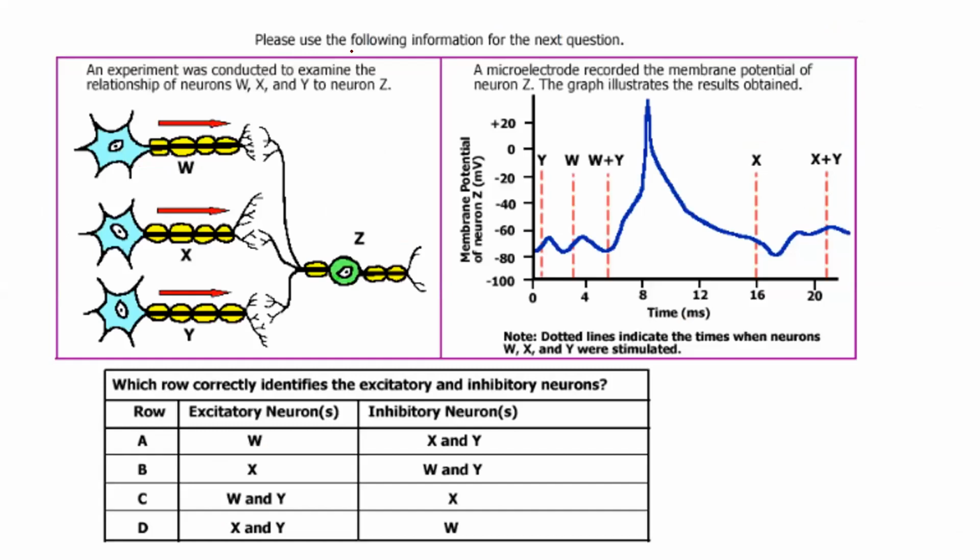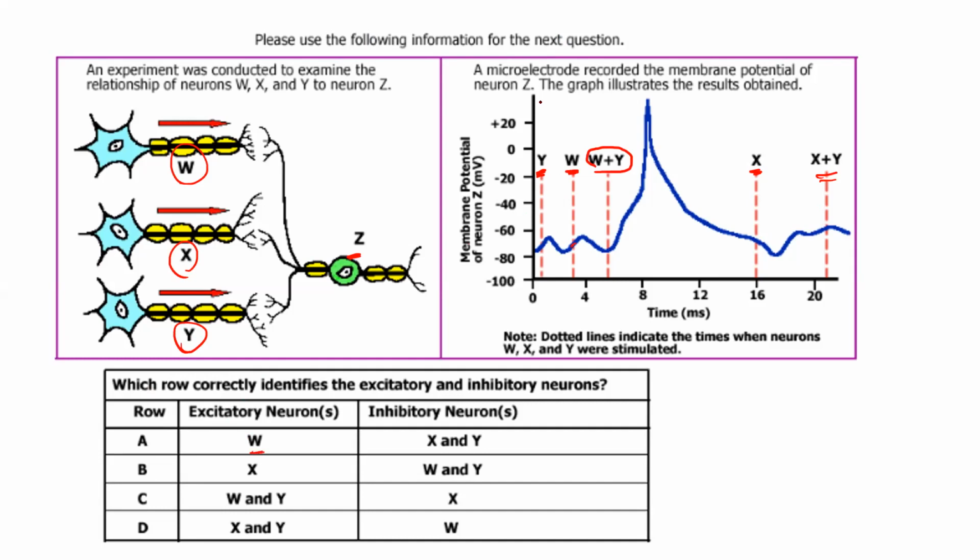Okay, let's try this question. Please use the following information for the next question. An experiment was conducted to examine the relationship of neurons W, X, and Y on Z. W and Y, W, Y. X, X plus Y. Okay, which row correctly identifies excitatory and inhibitory neurons? Is W an excitatory neuron?